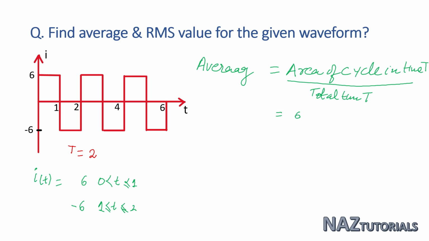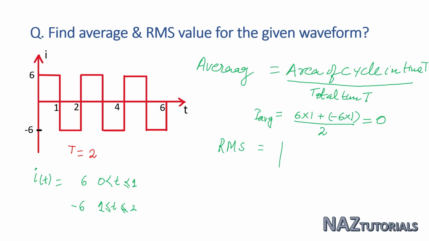So the area of the cycle is, for the first half cycle, 6 into 1, and for the second half cycle, -6 into 1, divided by the total time period of 2 seconds. So this is a symmetrical waveform. For a symmetrical waveform the average value will be 0. Now calculate the RMS value.